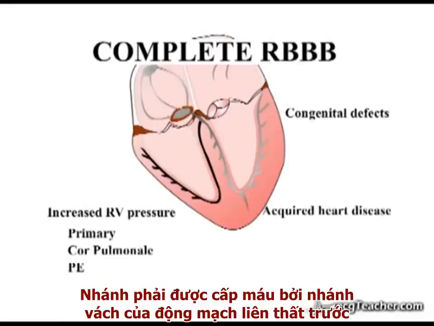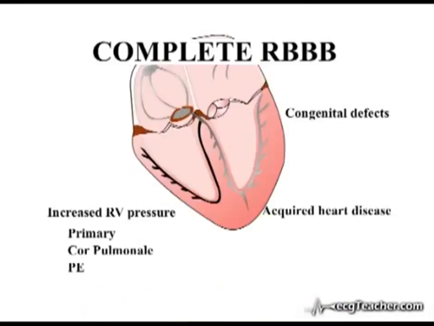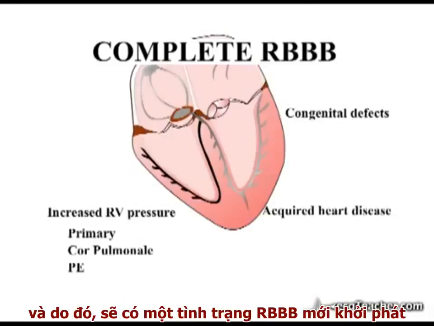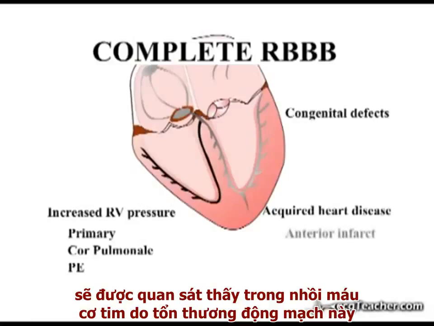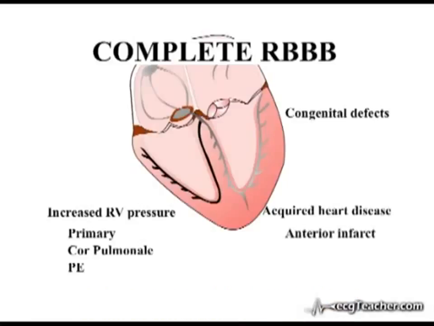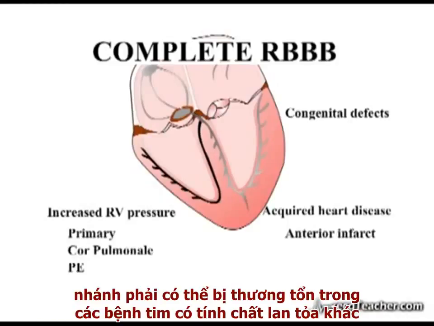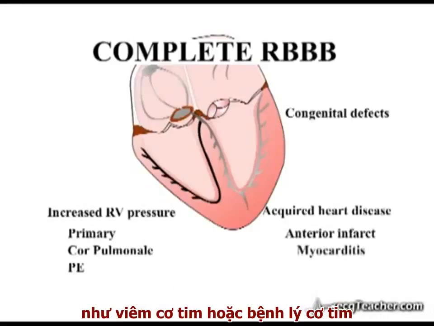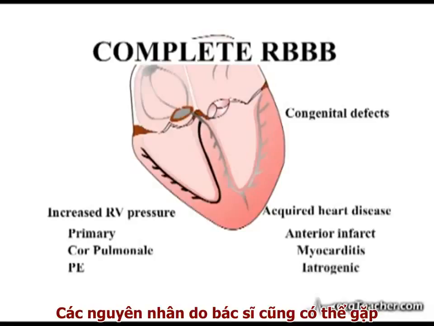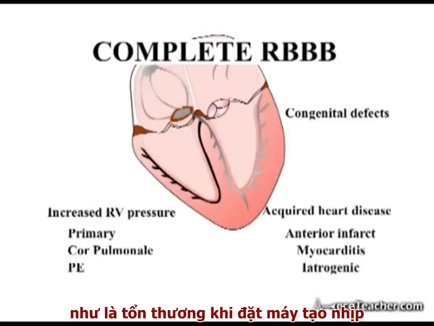The right bundle branch is supplied by septal branches of the left anterior descending artery, and so new onset right bundle branch block may be observed in myocardial infarction secondary to obstruction of this artery. Amongst many other potential causes, the right bundle branch may also be affected in diffuse cardiac diseases, such as myocarditis or cardiomyopathy. Iatrogenic causes are also recognized, such as damage during pacemaker placement or right heart catheterization.